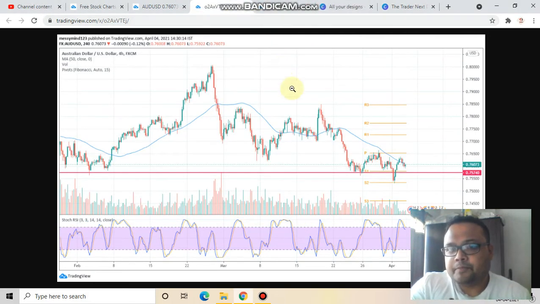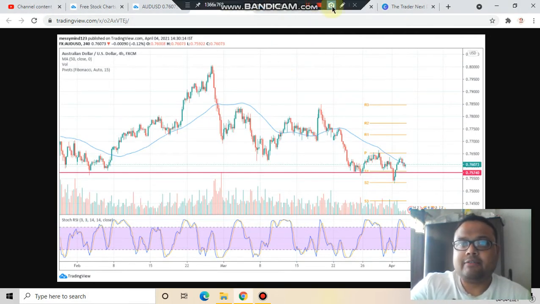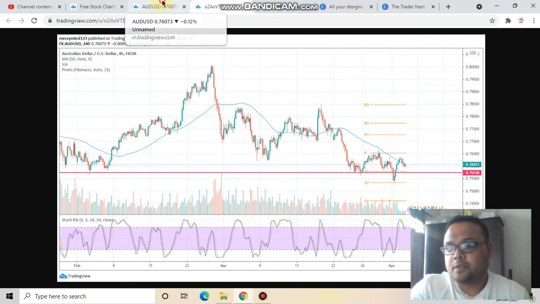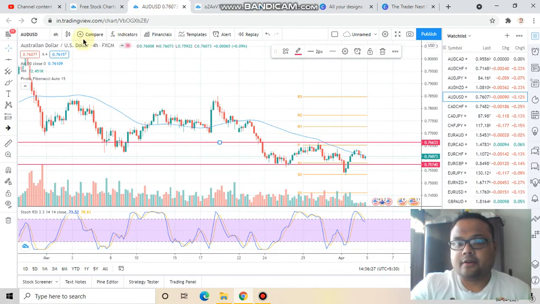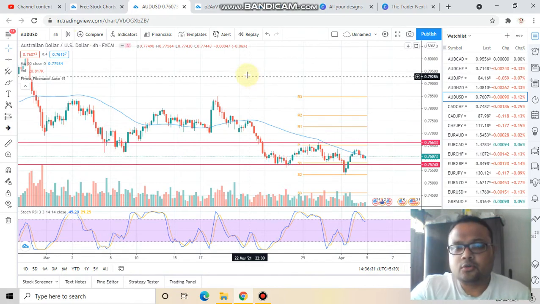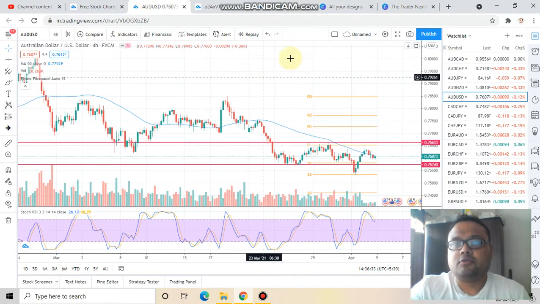So the only crucial level that we got from this chart is the 0.7575 level. Okay, so this is the present market right now. So let's try to understand what do we need to do, or what should be our strategy for Monday.